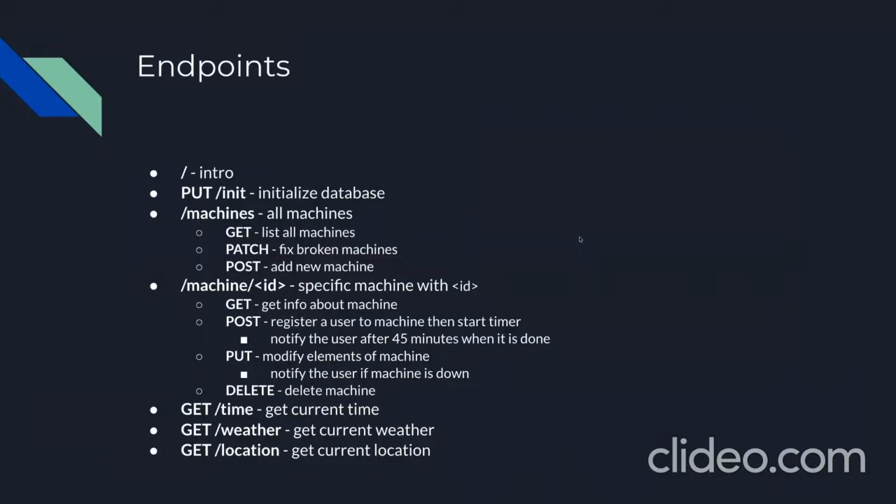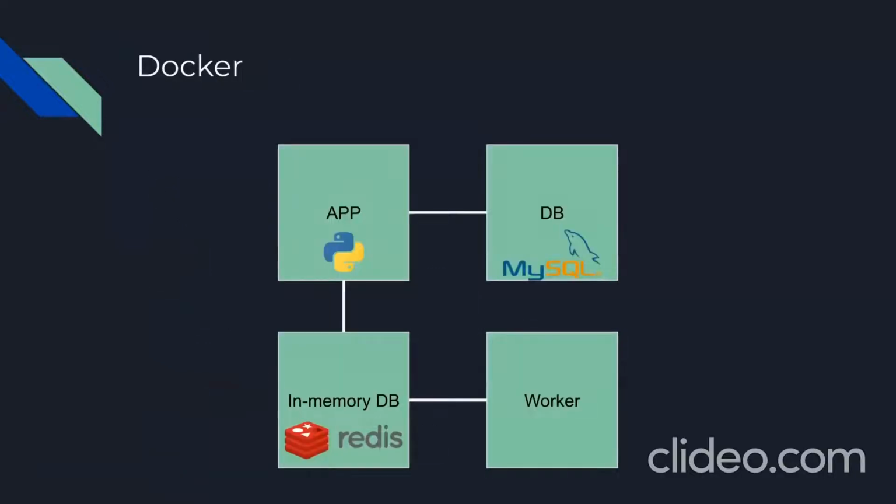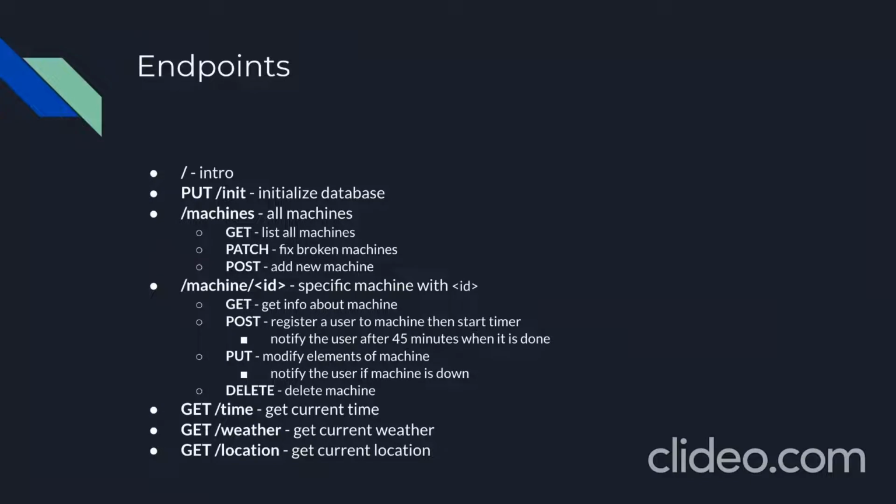So these are all our endpoints. There are the basic ones, which are just the intro and initialize database. Then the main ones are machines and machine ID. So machines is for all machines, where you can list them, fix all the broken ones, or add a new machine. And machine ID is for the specific machine with the given ID. So you can get info about it or register a user to the machine, then start the timer.